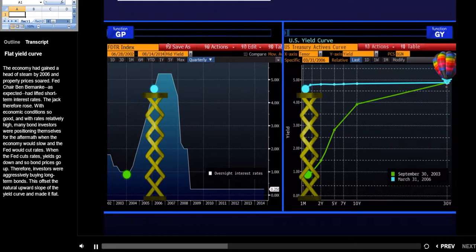With economic conditions so good and with rates relatively high, many bond investors were positioning themselves for the aftermath, when the economy would slow and the Fed would cut rates. When the Fed cuts rates, yields go down and so bond prices go up. Therefore, investors were aggressively buying long-term bonds. This offset the natural upward slope of the yield curve and made it flat.